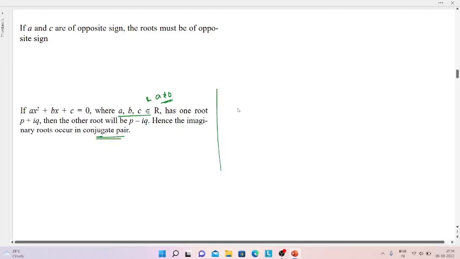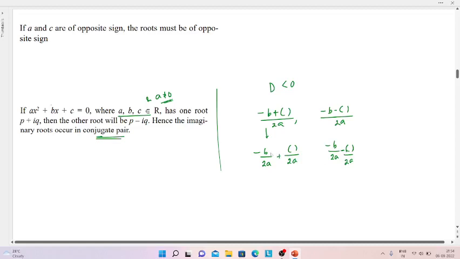So let me introduce this in a different way. Imaginary roots mean D is negative. So if D is negative, then the roots will become minus b plus something imaginary by 2a, and the other root will become minus b minus something imaginary by 2a. So we can write this as minus b by 2a plus something imaginary by 2a, and also minus b by 2a minus something imaginary by 2a.